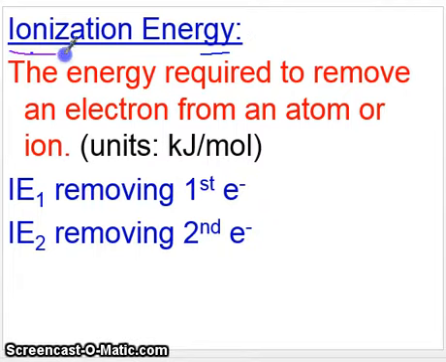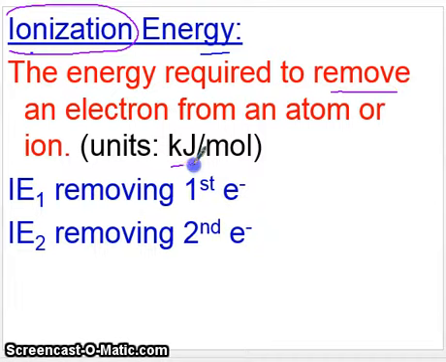So the word ionization, you can hear the word ion in it. This means you're making the element into an ion. And the way you're making it into an ion is by removing its electron. So this is defined as the energy required to remove an electron from an atom or an ion.